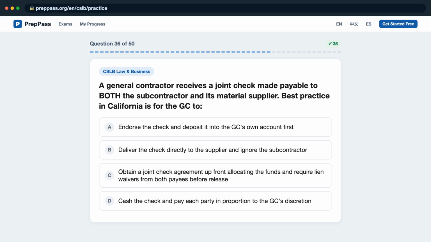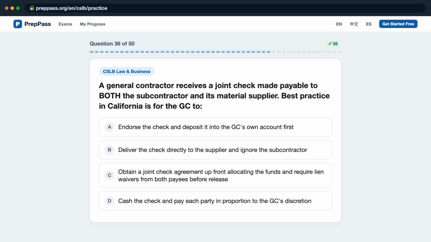Question 36. A general contractor receives a joint check made payable to both the subcontractor and its material supplier. Best practice in California is for the GC to, is it A, endorse the check and deposit it into the GC's own account first? B, deliver the check directly to the supplier and ignore the subcontractor? C, obtain a joint check agreement up front allocating the funds and require lien waivers from both payees before release?